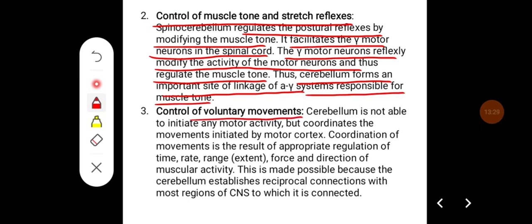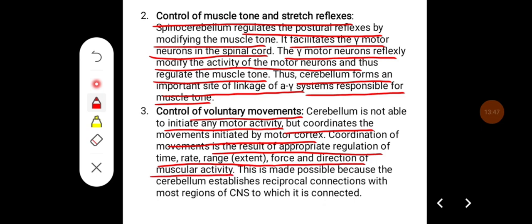Control of voluntary movements. Cerebellum is not able to initiate any motor activity but coordinates the movements initiated by motor cortex. Coordination of the movements is the result of appropriate regulation of time, rate, range, force, and direction of the muscular activity. This is made possible because the cerebellum establishes the reciprocal connections with the most regions of central nervous system to which it is connected.